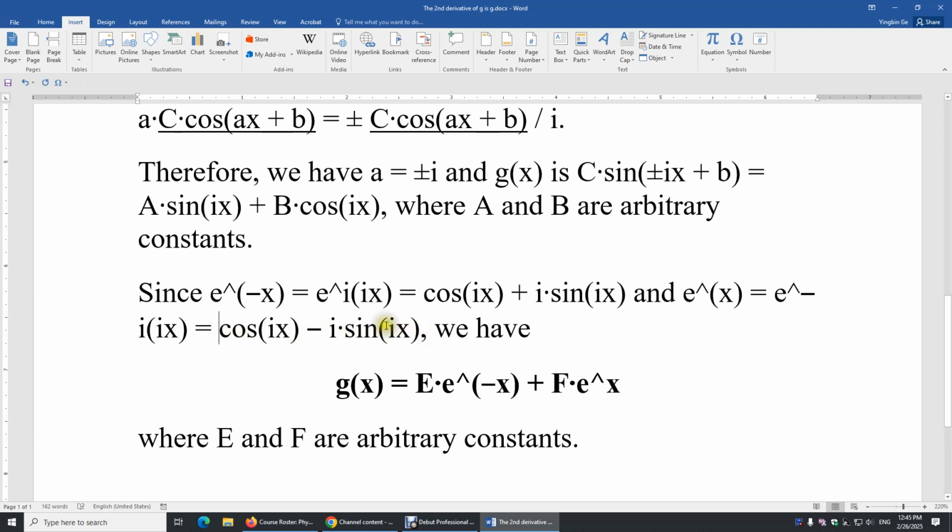And now we can see both cosine ix and sine ix can be expressed as a linear combination of e to the power of x and e to the power of negative x. And therefore, g of x can be expressed as a linear combination of e to the power of x and e to the power of negative x. E and f are arbitrary constants.